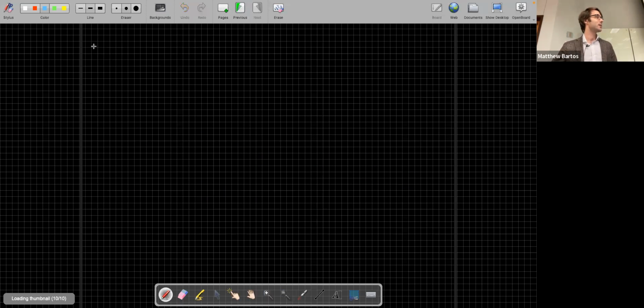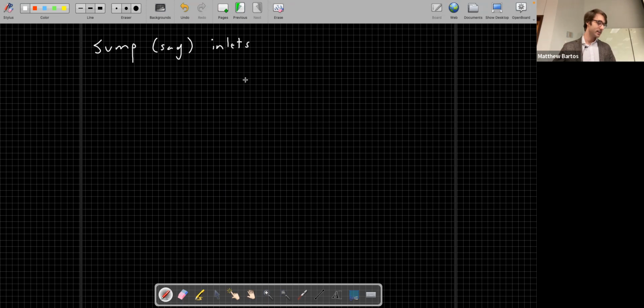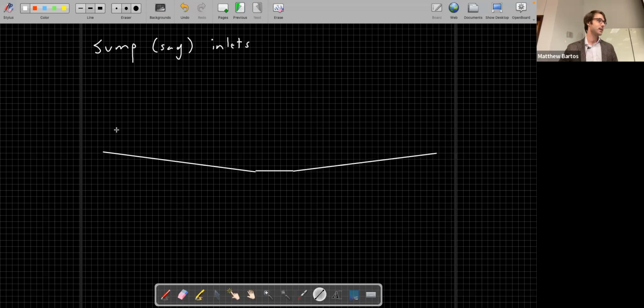Okay, you can also have what are called sump or sag inlets. And these are essentially inlets that lie at the bottom of a depression in the local drainage gradient. So let's say you have a slope coming in this way and a slope coming in this way. You have your curb here.